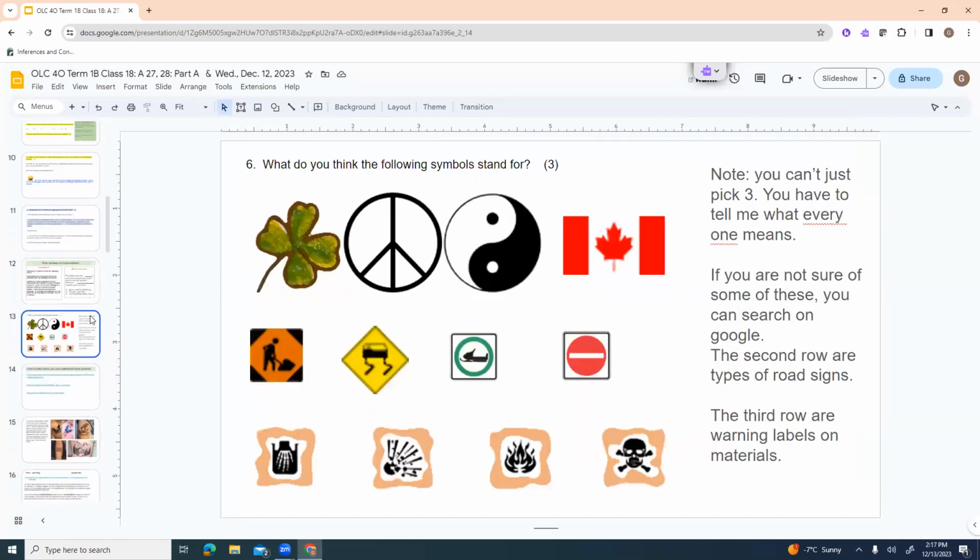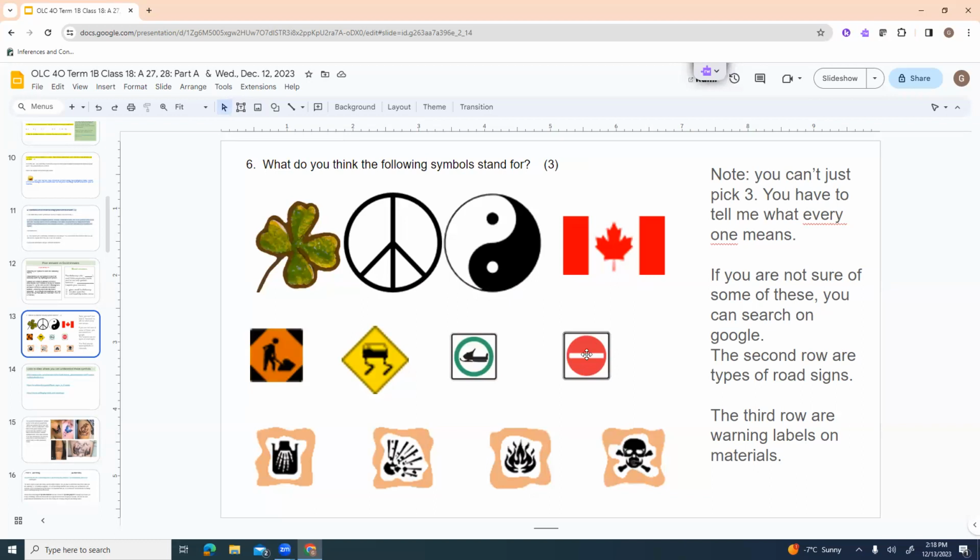Okay, question number 6. Here, they've given you 12 different symbols, but they wrote 3 here. Sometimes people think that means they only have to pick 3, but no, you actually need to tell me what every single one of these means, okay? Now, if you're not sure, you can search on Google.